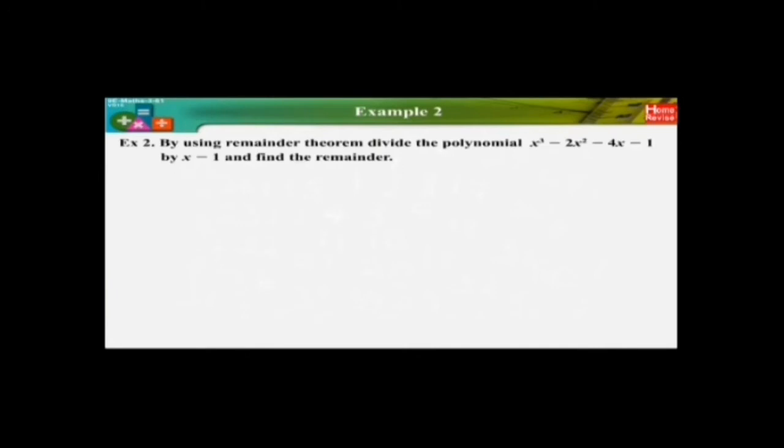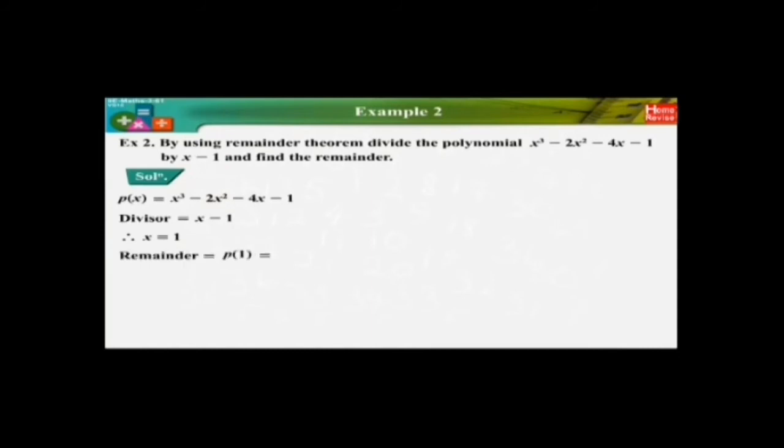Let's do one more example. By using the remainder theorem, divide the polynomial x cube minus 2x square minus 4x minus 1 by x minus 1 and find the remainder. Solution. P of x is equal to x cube minus 2x square minus 4x minus 1. Divisor is equal to x minus 1. Therefore, x is equal to 1.